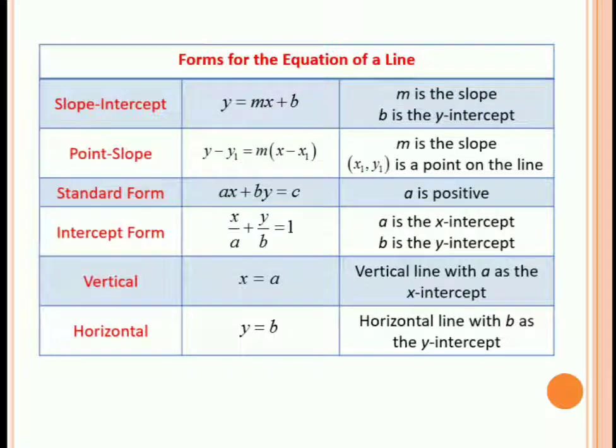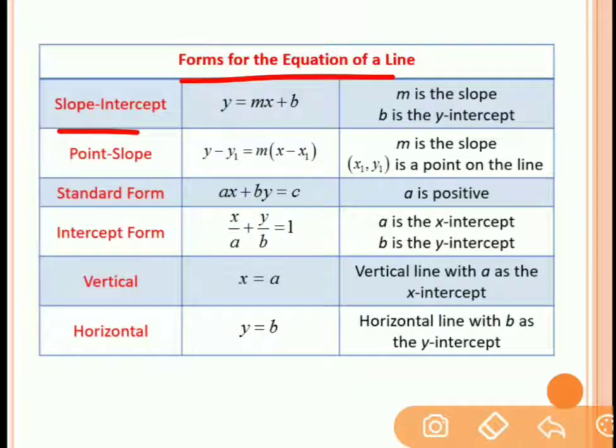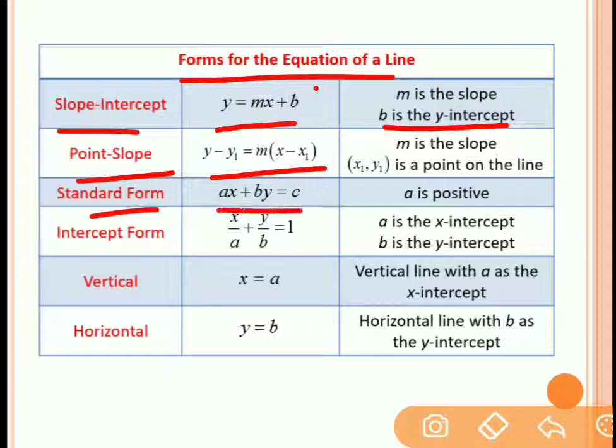So this is the summary of different forms of equation of a line. First is the slope intercept form, which can be written as y is equal to mx plus c or b. It could be anything. b is what? It is the y-intercept. Point slope form: y minus y1 is equal to m into x minus x1. Standard form: ax plus by is equal to c. Intercept form: x by a plus y by b is equal to 1.